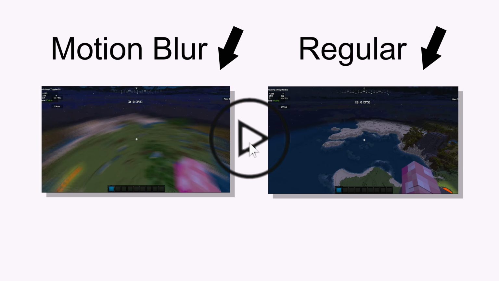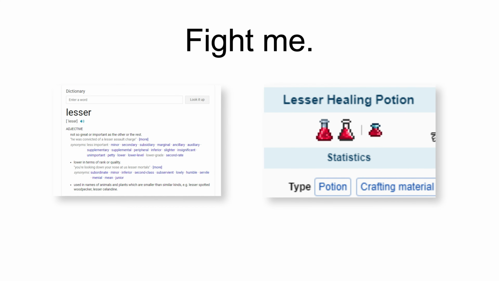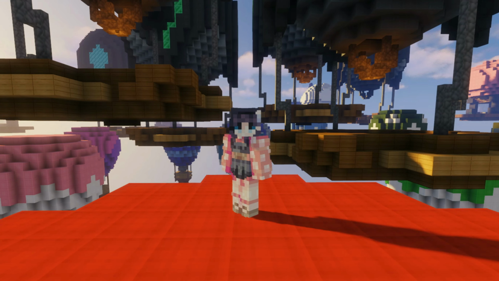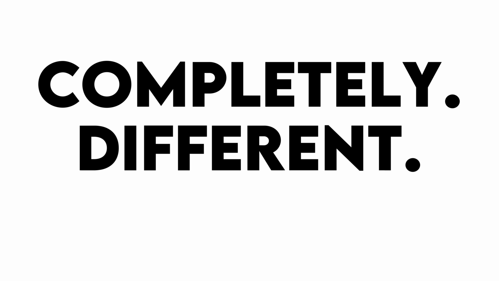Basically, the motion blur in clients offers a rather lesser of the 2 options. Yes, lesser is in fact a word, fight me. To me, client motion blur is honestly pretty terrible. I mean, it doesn't actually put motion to your blur, it simply makes your screen blurry when you move. I know these two sound similar, but believe me, these 2 concepts are completely different.